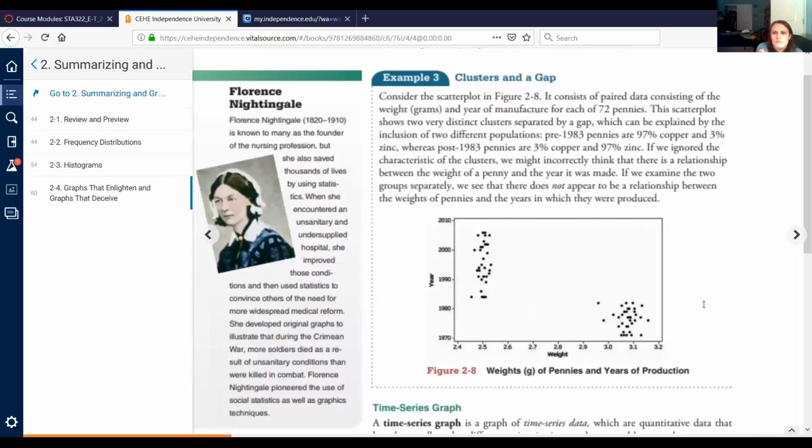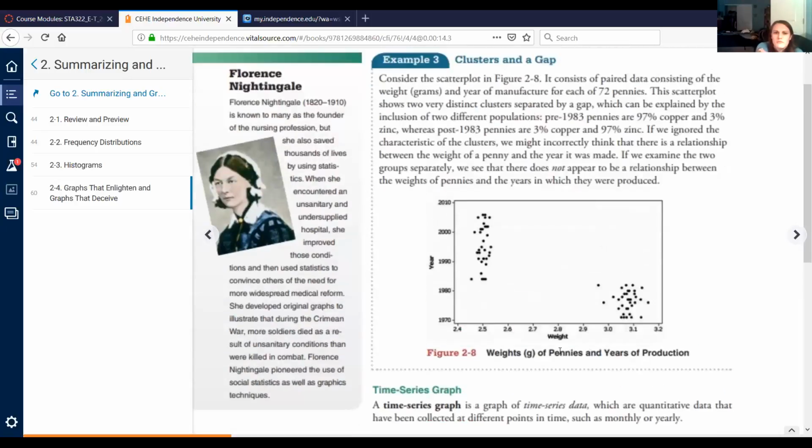Clusters. This is an interesting little thing. They changed the composition of pennies in 1983, or 1984 actually, or 83. And so the weights of pennies plotted by year, the average weight of pennies somehow, we can see that they used to be heavier. Okay, they aren't anymore.